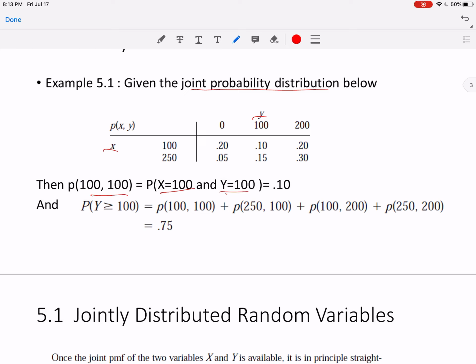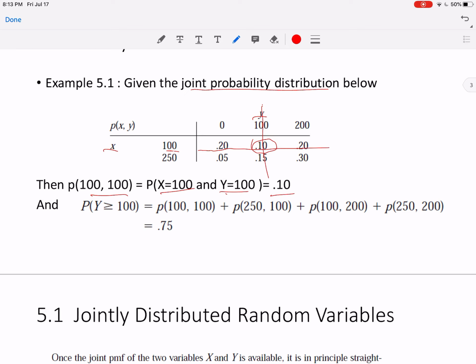And then we just need to locate the probability in the joint probability distribution and see which one is for both x and y equal to 100. Now we can tell the first row here is for x equal to 100, and the second column here is for y equal to 100. So of course this number at the intersection point is the probability for both x and y equal to 100, which is 0.1. That's where the 0.1 is coming from, okay?